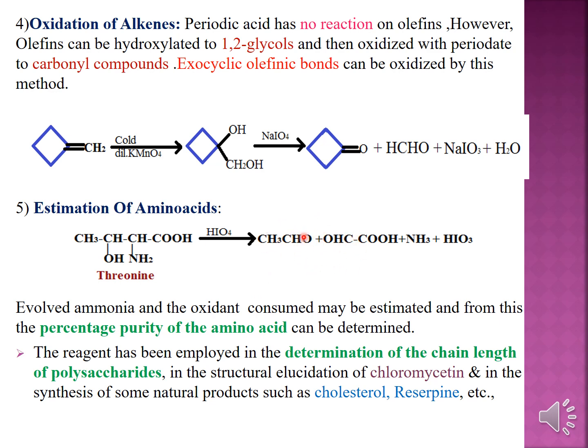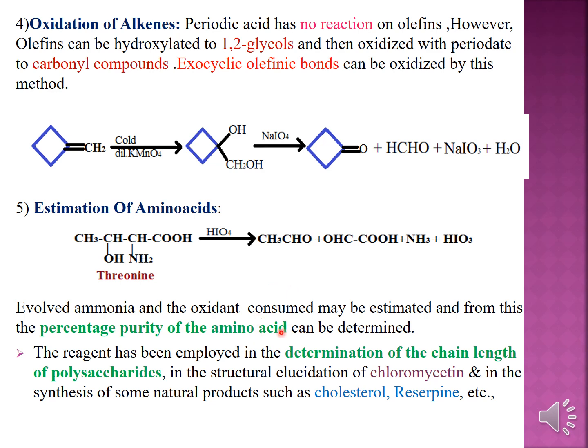When that is consumed, that will estimate the percentage of purity of the amino acid, what kind of purity it is having, whether it is 95% amino acid purity, or 85, or 75, or 55%. Depending on that, it is consumed, and it can be determined based on that purity. And why we are doing this reaction is for the determination of the chain length of the polysaccharides, how much the chain length is, whether it is monosaccharide units or polysaccharides or oligosaccharides.